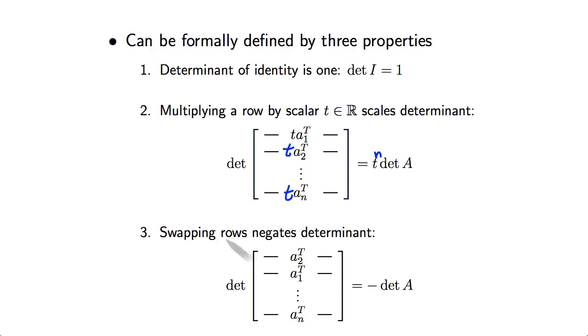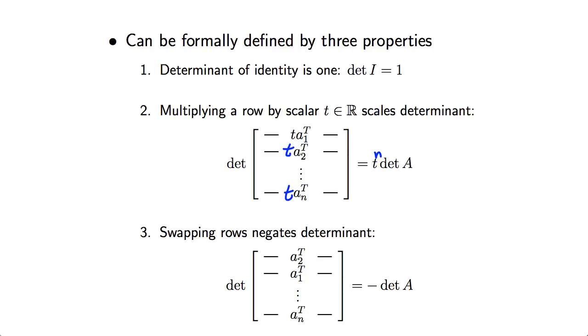And finally, swapping rows will negate the determinant. So if we take A1 transpose being the first row of A, and A2 transpose being the second row of A, and we swap these two rows, that will actually negate the determinant. And the fact that the determinant actually captures the volume of the shape formed by these rows is actually a very natural consequence of these three rules. And you can define all the other properties of the determinant in terms of these three rules.